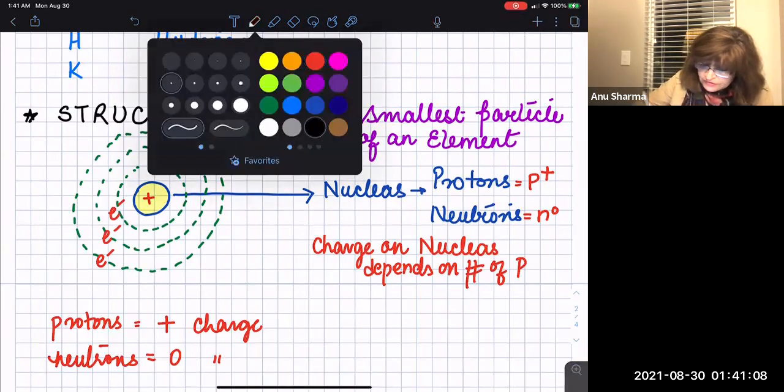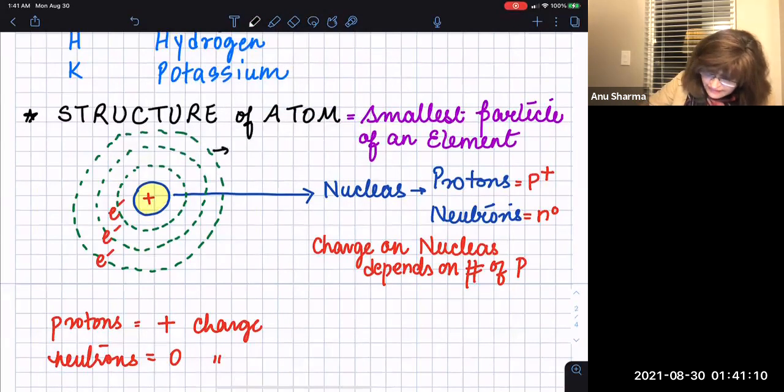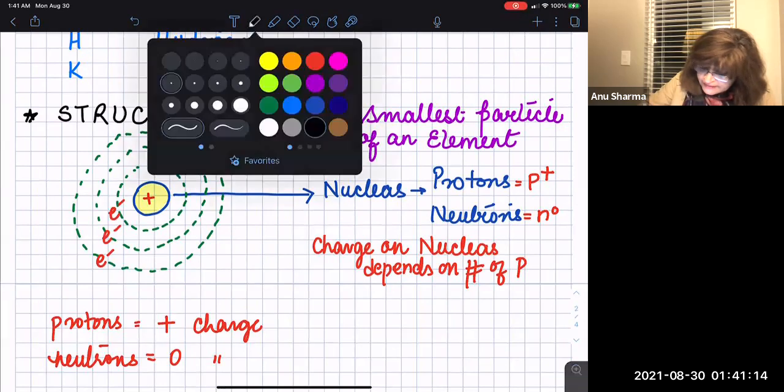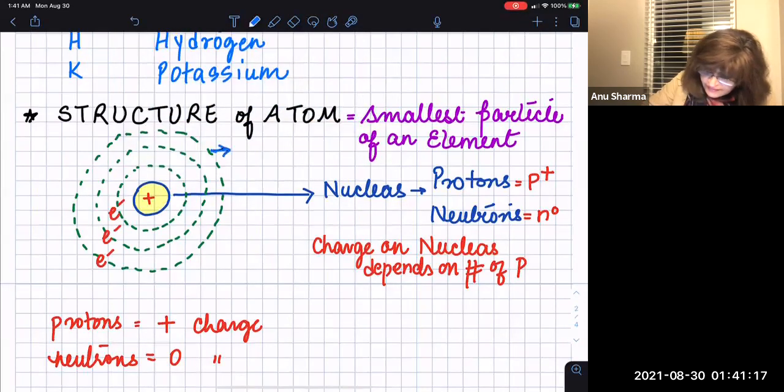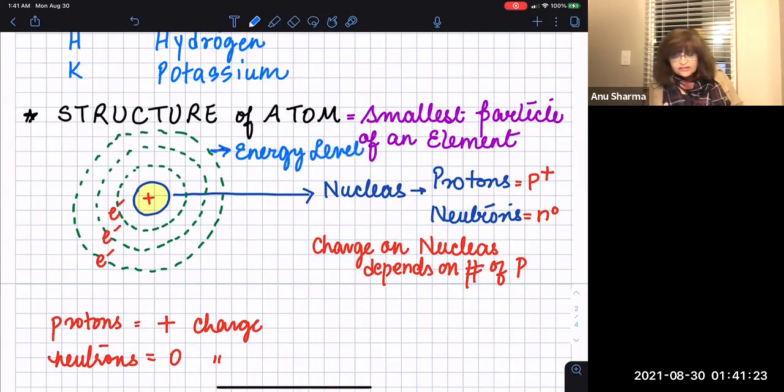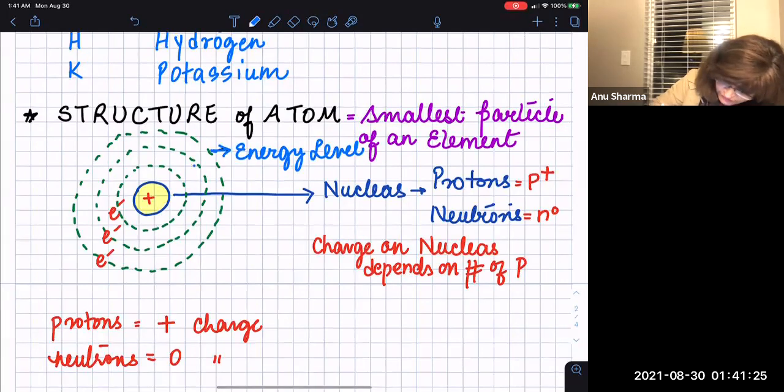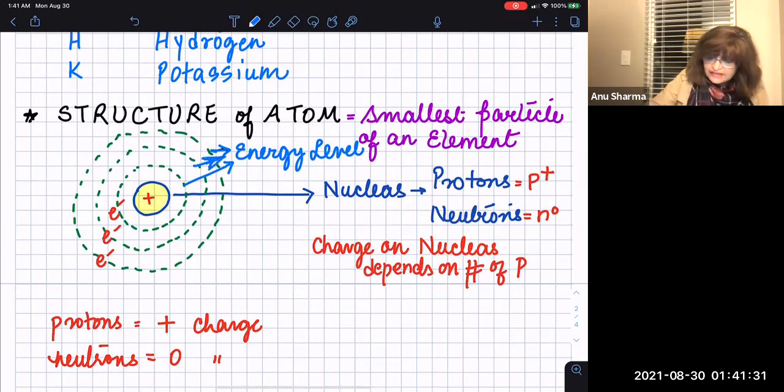So these are the energy, sorry, let me use a different color, energy. This is the energy level. Okay, in the energy level, the electrons are found. This is also an energy level. This is also the energy level. So different energy levels, and this is where we see the electrons.